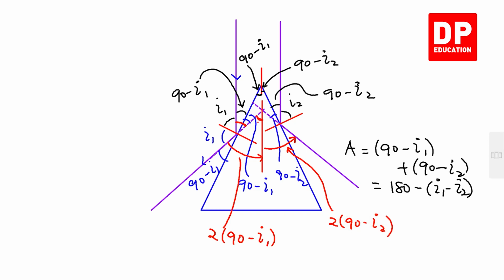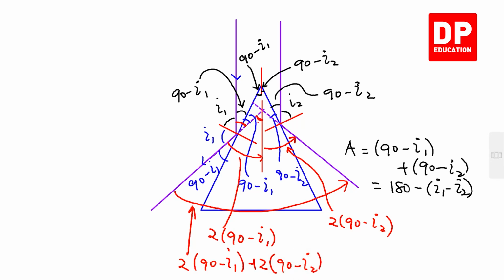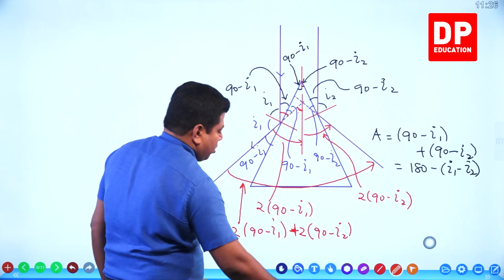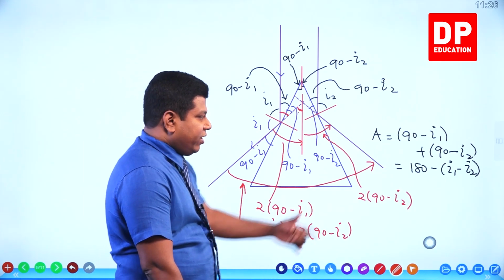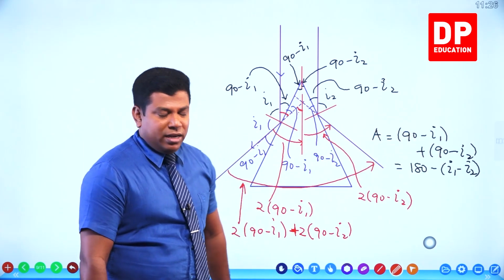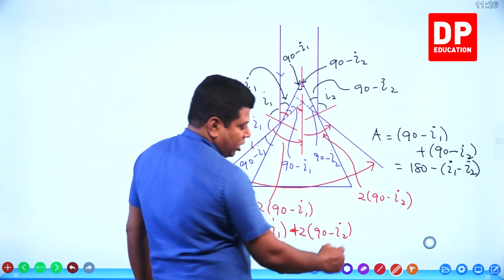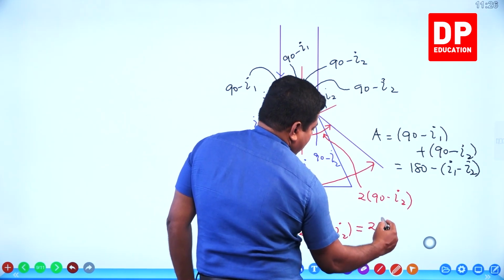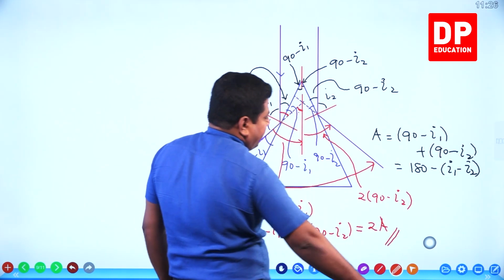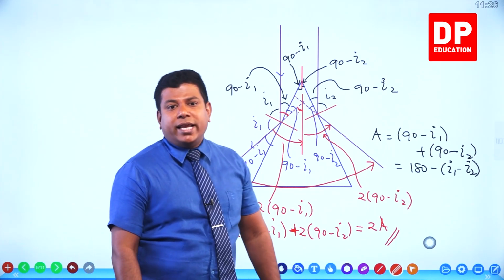So if you measure the angle between these two, it is twice 90 minus I1 plus twice 90 minus I2. Without the 2, if it is 90 minus I1 plus 90 minus I2, that will be A, the prism angle. Since you have twice, that has to be 2A. That's what we have studied in theory.